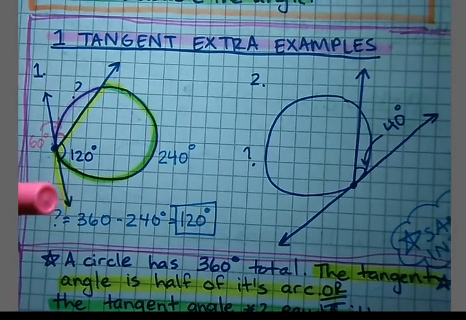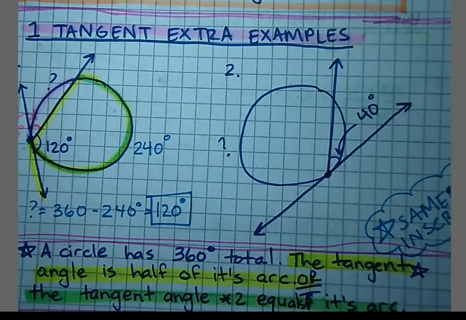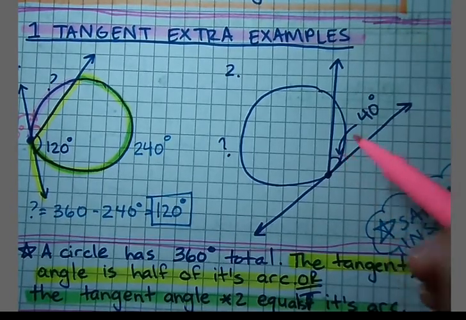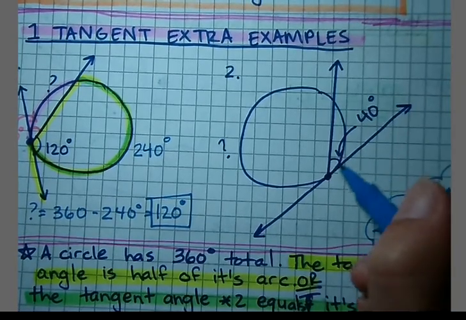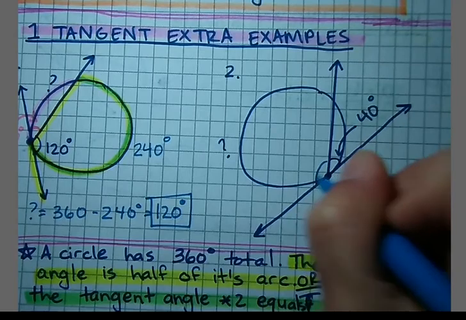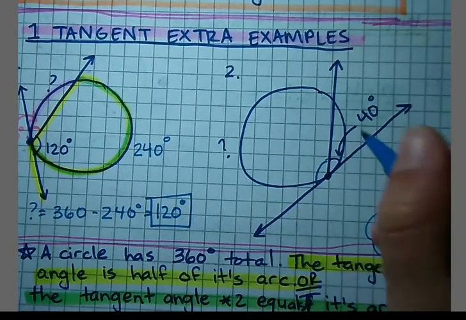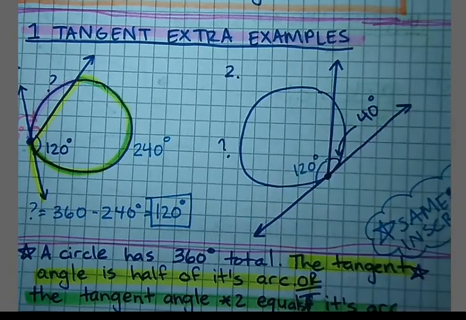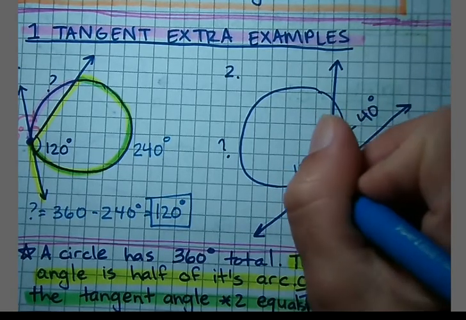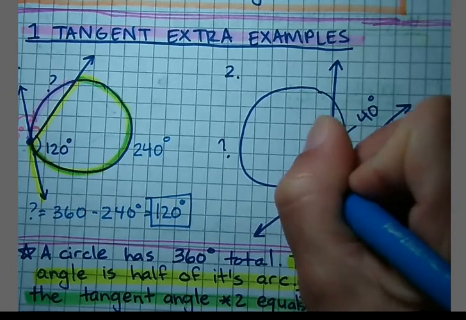Okay, we're going to do the same thing for this one. So let's try it the second way this time. This angle is equal to 40 degrees, but these two angles make up a straight line. So they need to add up to equal 180, meaning that this would be 140 degrees.